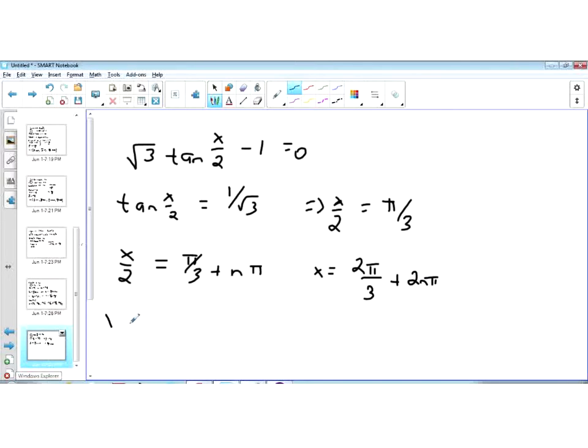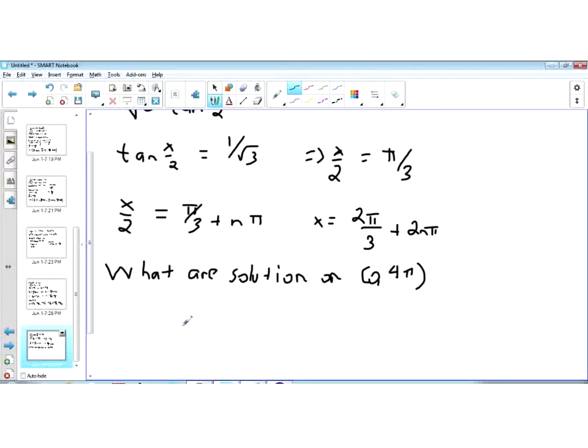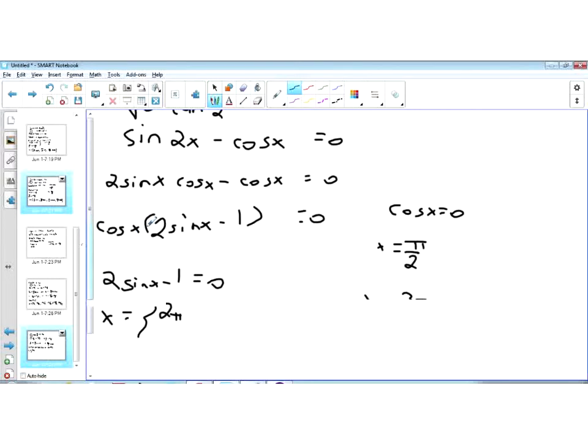Okay. All right. And so what are the solutions on the interval 0 to 4 pi? Okay, well, again, we're only interested in positive numbers, right? So we can start off by plugging in n equals 0. So if n equals 0, we'll have 2 pi over 3.